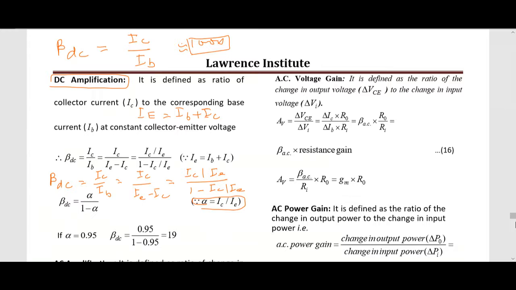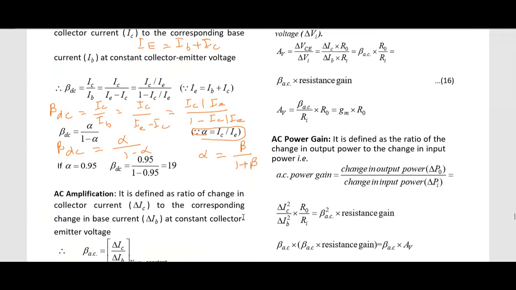Now it means beta DC is alpha divided by 1 minus alpha. And if you want to find alpha, that will be beta divided by 1 plus beta. We have got this kind of relationship. So if alpha is given, we can calculate the value of beta. If beta is given, we can calculate the value of alpha.